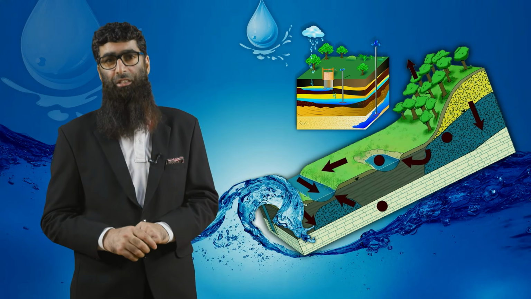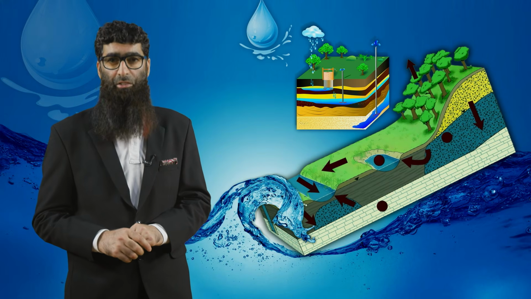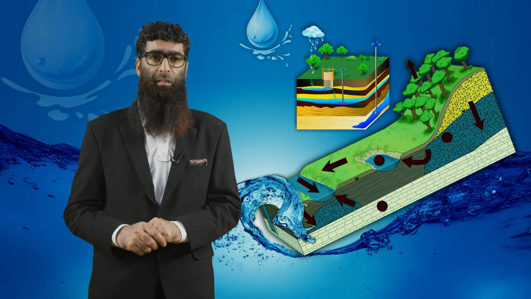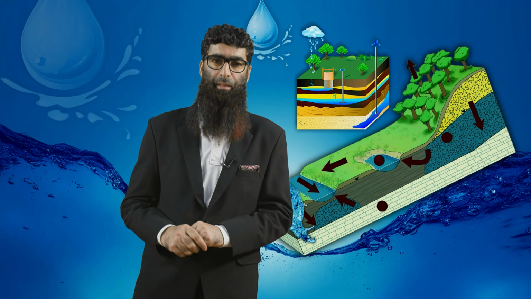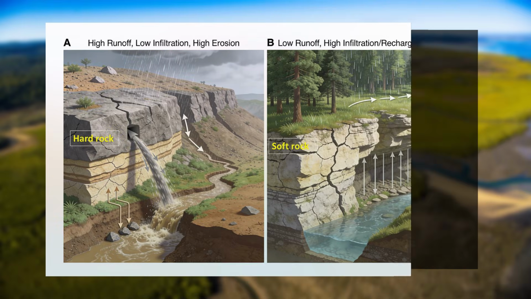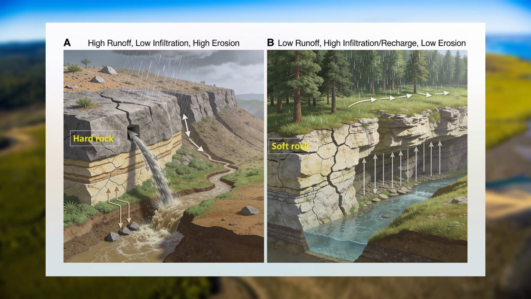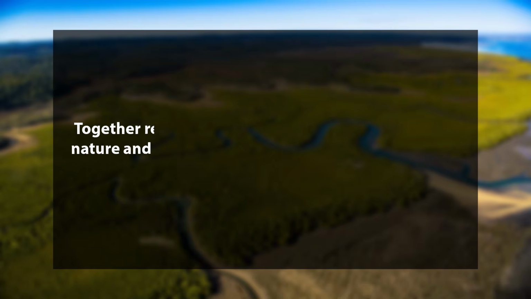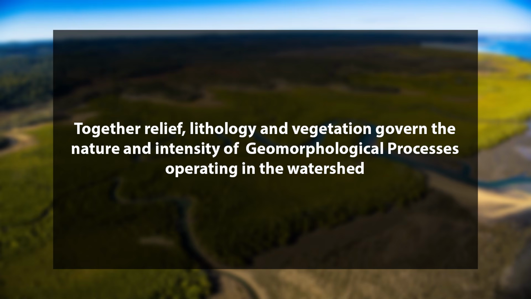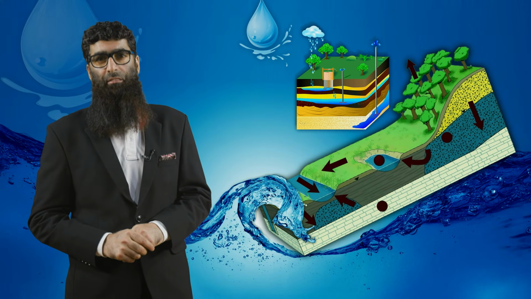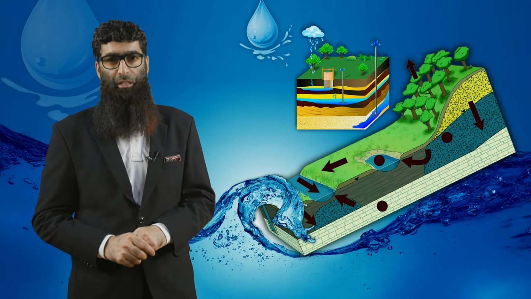Similarly, dense vegetation intercepts rainfall, decreases the movement of overland flow and provides enough time for subsurface infiltration. In contrast, watersheds with sparse vegetation or no vegetation experience faster surface runoff, thereby increasing erosion and degradation of the watershed. Together, relief, lithology, and vegetation govern the nature and intensity of geomorphological processes operating in the watershed. Relief is an essential driver of water movement and landform development.